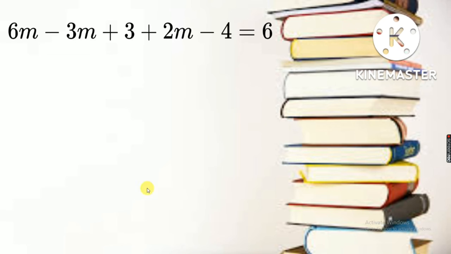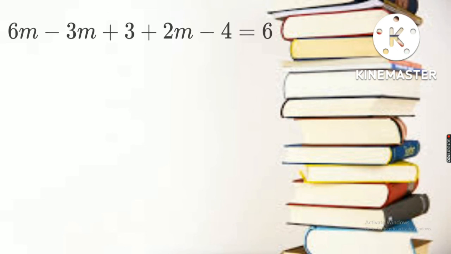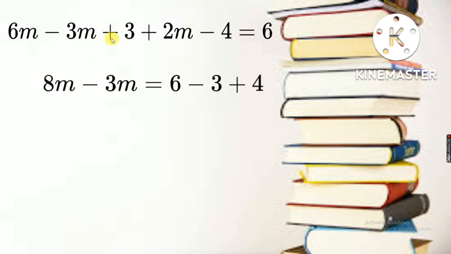Now we transpose 6 to the other side. You can check it out here again. 6m minus 3m plus 3 plus 2m minus 4 is equal to 6 multiplied by 1, it becomes 6. Now solving this, 6m plus 2m would become 8m. 8m minus 3m, and we would transpose these 3 and 4 to the other side. Plus 3 would become minus 3 and minus 4 would become plus 4.